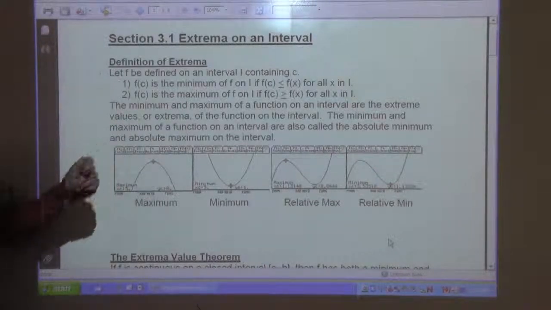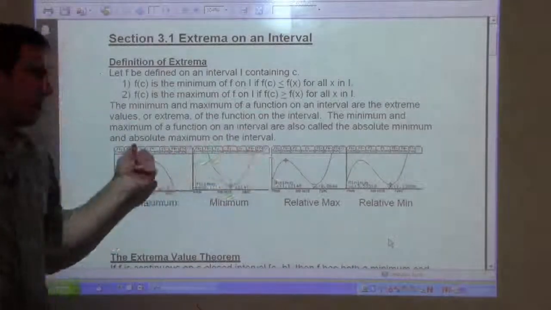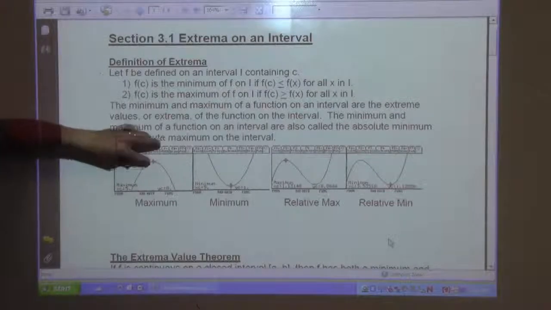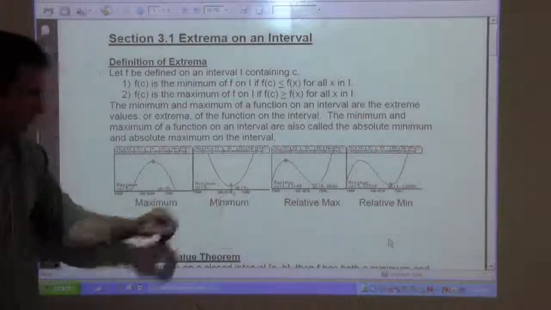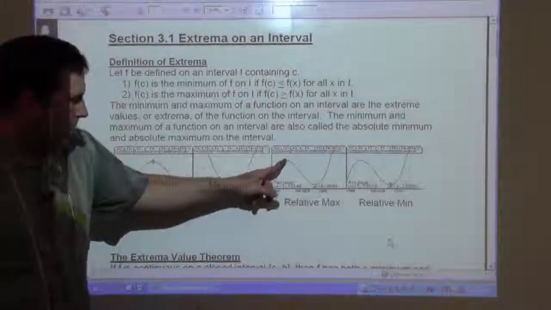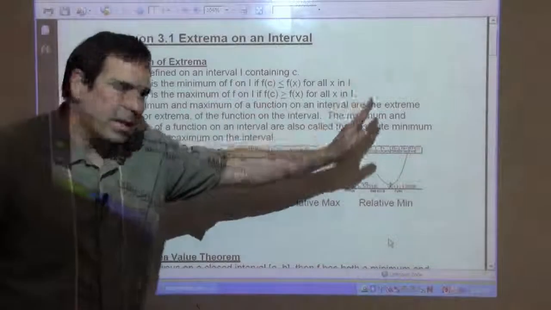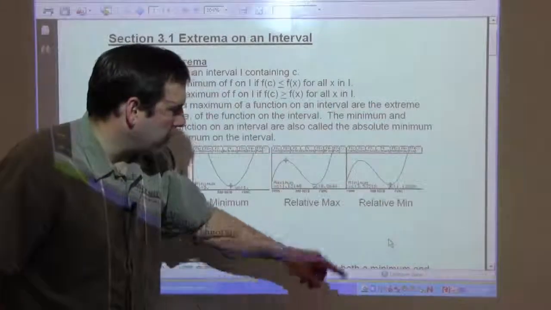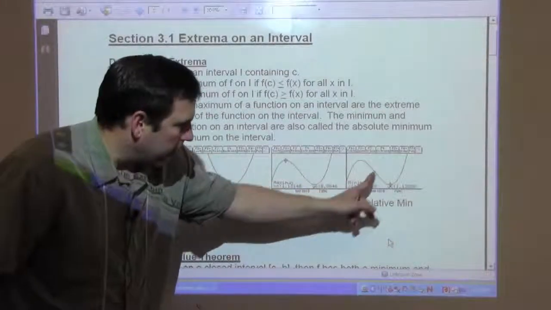The minimum and maximum of a function on the interval are also called the absolute minimum and the absolute maximum on the interval. So here's a max, it's the highest point on the interval, actually for the whole graph. Here's a min, lowest point. Relative max, it's a maximum, but it's not the overall biggest one because it goes on up that way. Here's a relative minimum because it keeps on going down here, but that's a low point for an interval.